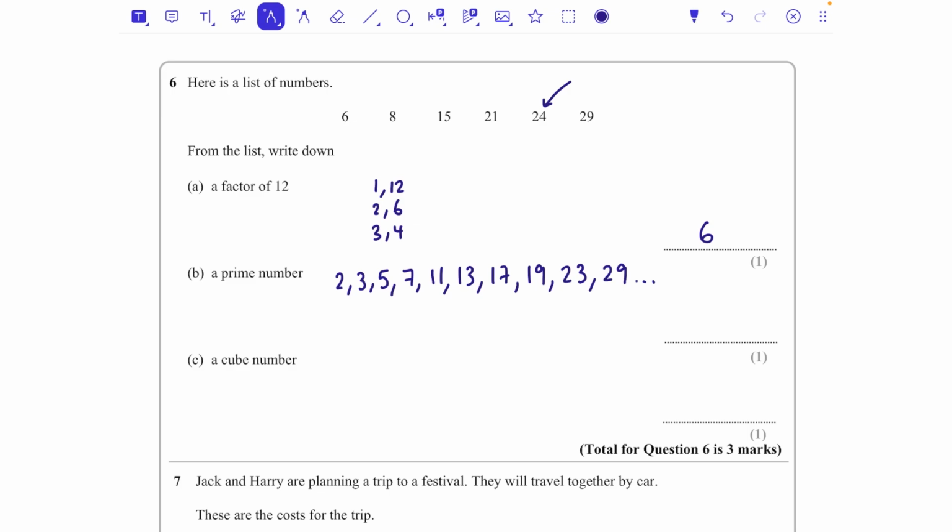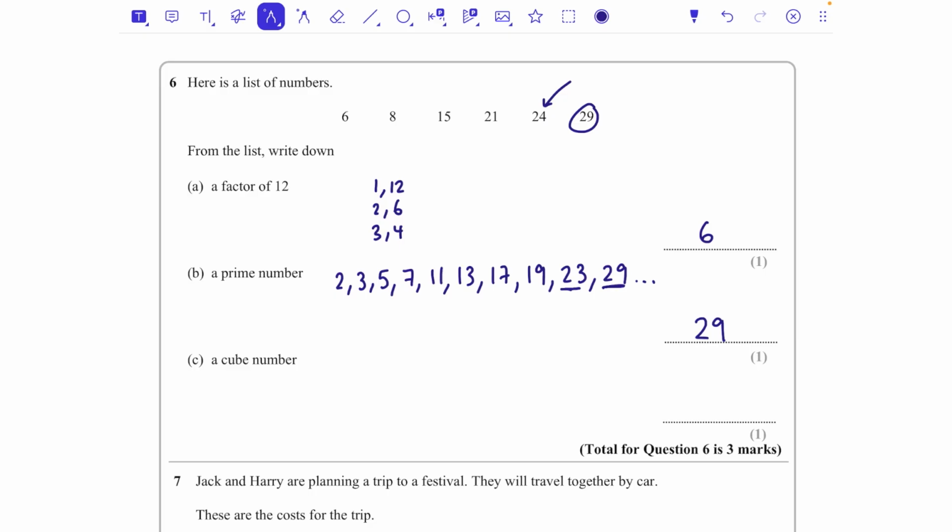They love to ask you on Edexcel about these two. I've seen them crop up quite a lot. So prime numbers between 20 and 30, 23 and 29, they're good ones to know. So here, which one have we got? Well, we've got 29. So 29 is the prime number there, and a cube number.